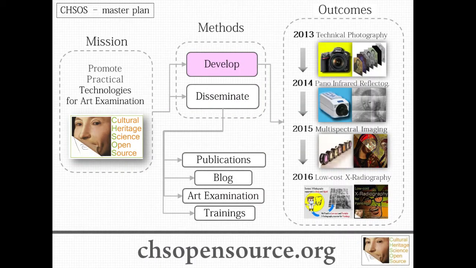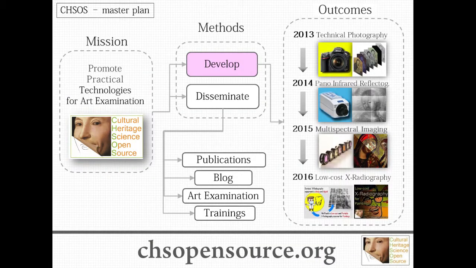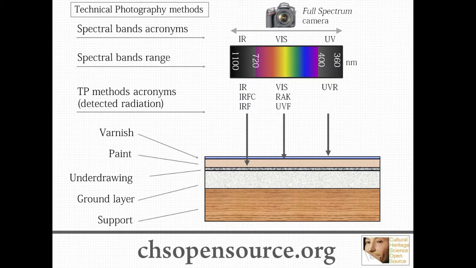So here in the master plan, the idea is to promote practical. So we saw what practical means. Now, I have to develop this method. So first it was technical photography. Technical photography has been known and applied for decades. But my idea was to create a package, so that, as we did here, you take one day of training and you're ready to operate this package. That means knowledge, equipment, very easy, sturdy stuff, basically responding to all the practical meanings.